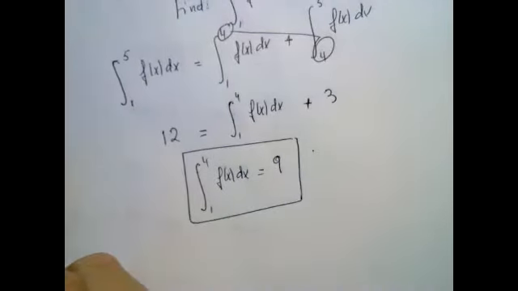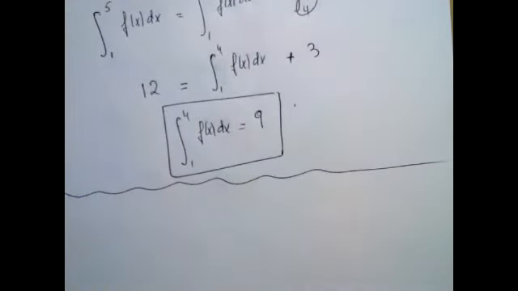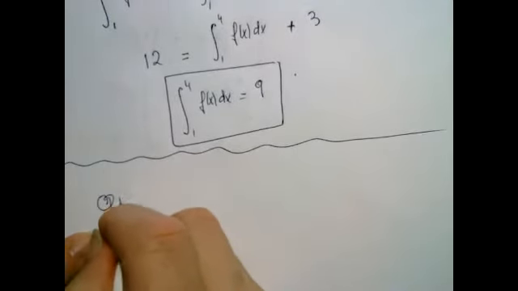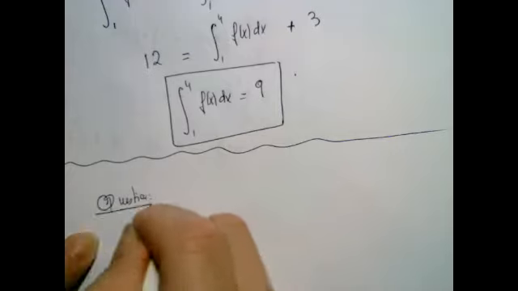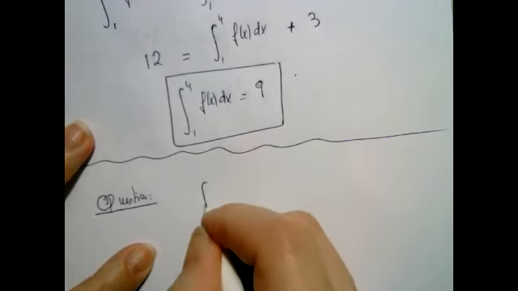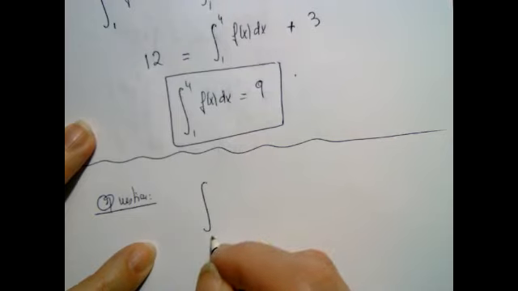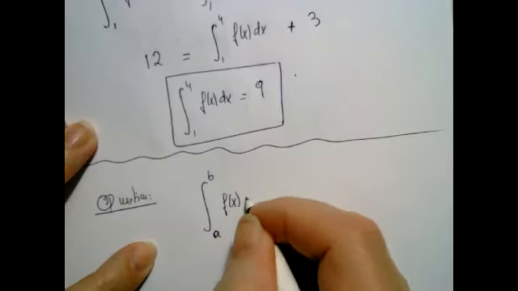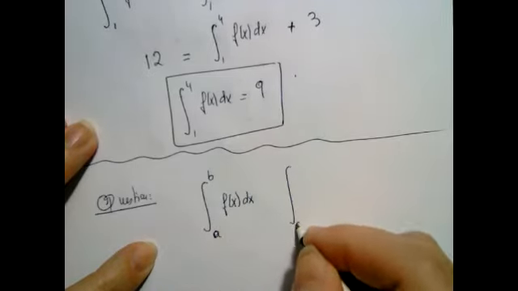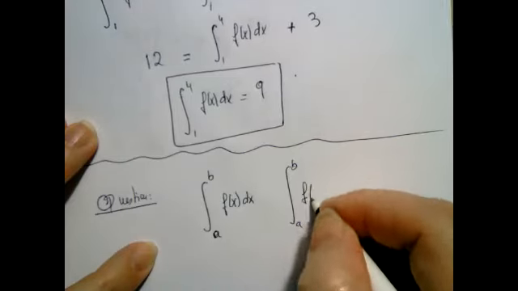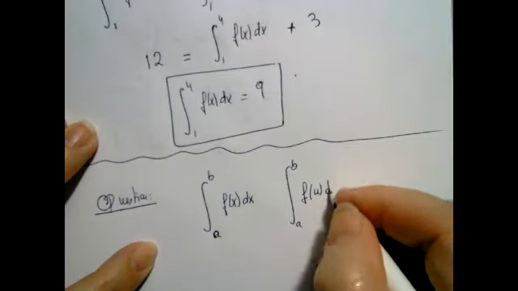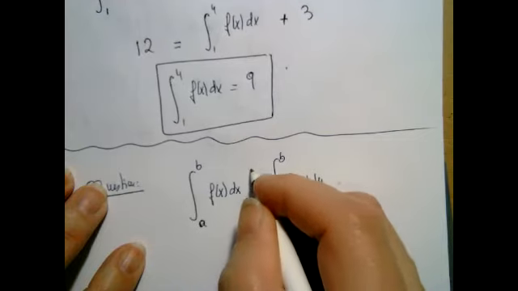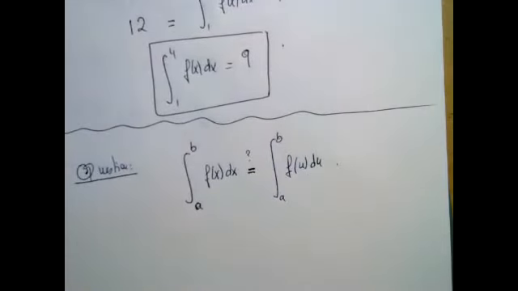Now, I'm going to ask you some questions. Question number 1. Okay. I'm going to write 2 things on the board. I'm going to write the integral from A to B of f of x dx. And I'm going to write the integral from A to B of f of u du, for example. Question: are those equal? Yes or no? And why?